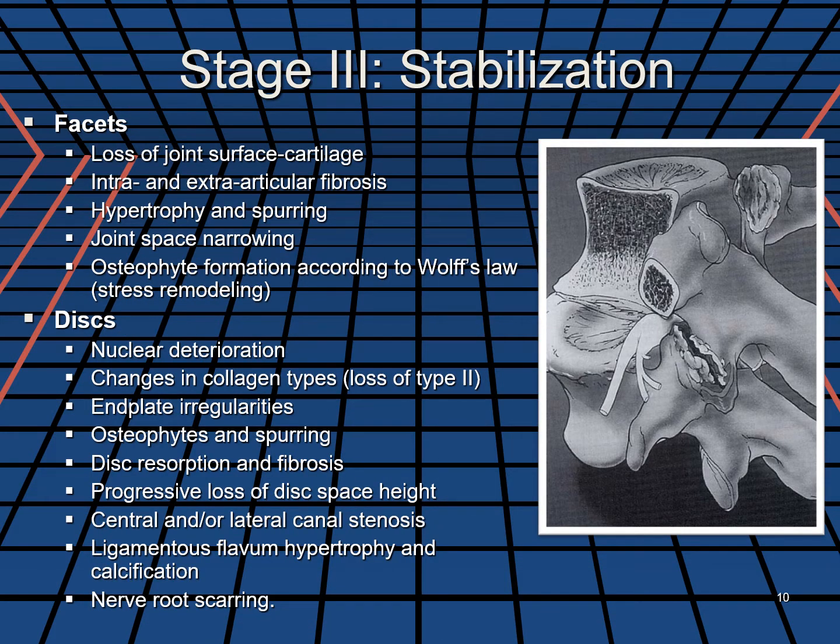All right, and the final stage is stabilization. These actually become pretty quiet, and this would be in the aged spine. It's going to be a 60, 70, 80-year-old spine where you have tremendous loss of joint surfaces, of cartilage. You have bony hypertrophy and spurring. Joint space is very thin. The nucleus is probably dried out and completely deteriorated. Irregularities in the end plates, and possible damage or scarring to the nerve roots.